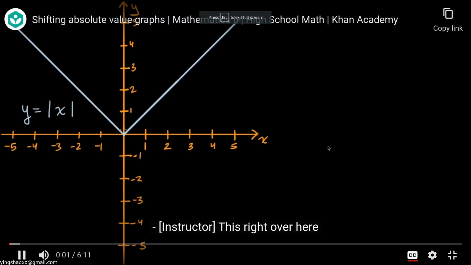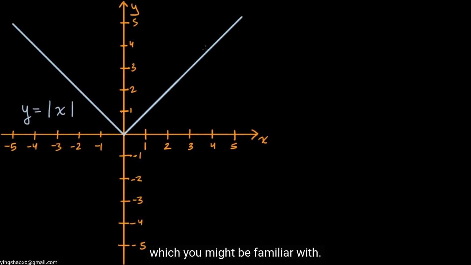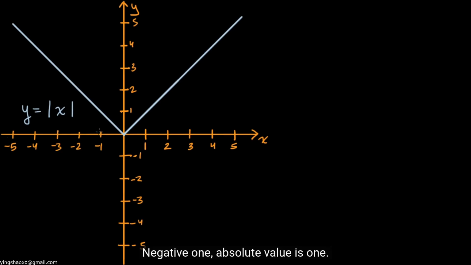This right over here is the graph of y is equal to the absolute value of x, which you might be familiar with. If you take x is equal to -2, the absolute value of that is going to be 2. -1, absolute value is 1. 0, absolute value is 0. 1, absolute value is 1. So on and so forth.